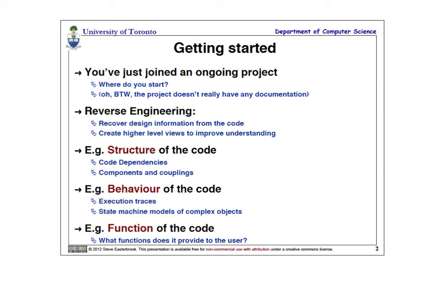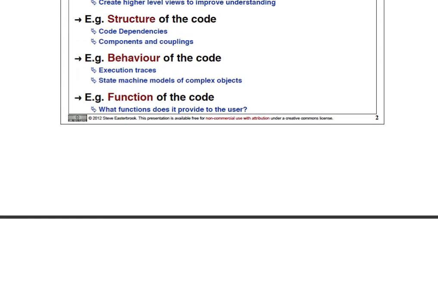All these things will help us understand the structure of the code, the behavior of the code, and the function of the code, without necessarily having to reverse engineer the code itself, so that we understand the higher level processes of what's going on. We may even have to go all the way back to the requirements to understand what the purpose of the system is and what the code is doing.